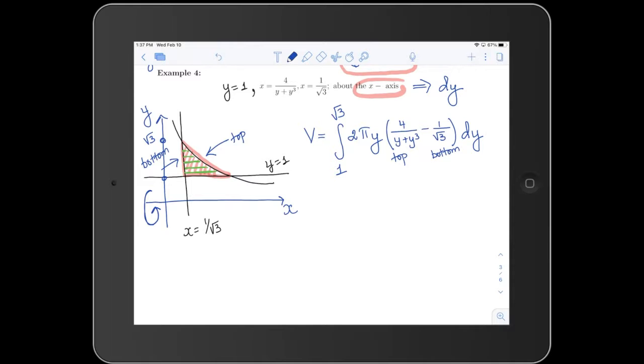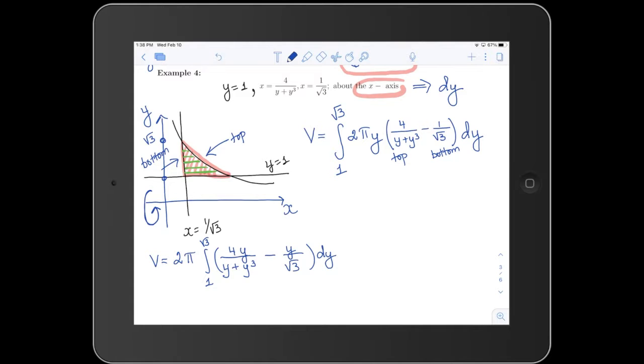So let me bring it over here. Volume is equal to 2 pi, I'm going to factor this out, we go from 1 to root 3, and now I'm going to distribute my y. So I'm going to get 4y over y plus y cubed minus y over root 3 dy.